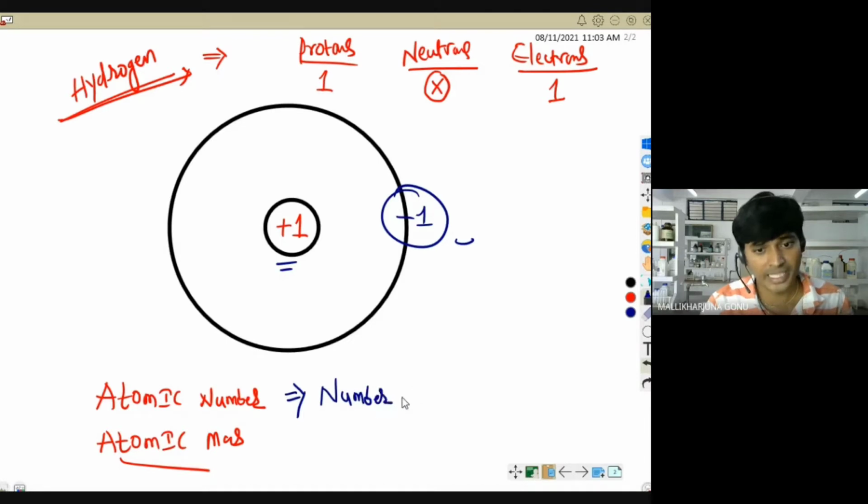All these things should be there in our notes. I will check when you come to the offline classes. Again, I am saying, number of protons. I don't want to waste my time to teach all these things in later stages. Number of protons is the atomic number.